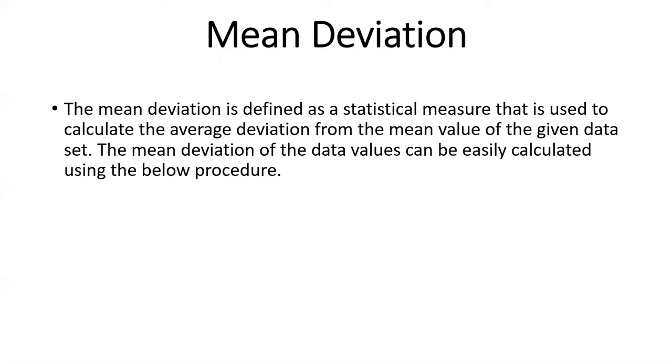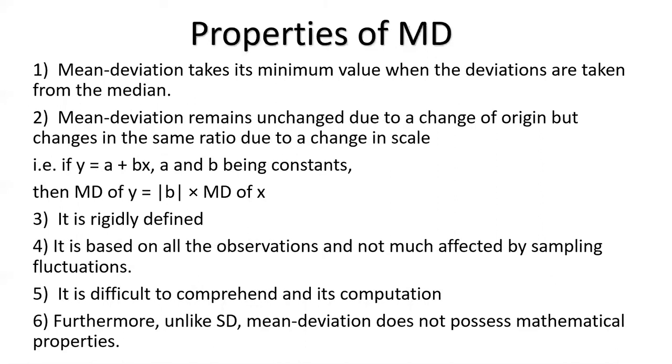The mean deviation of the data values can easily be calculated using the below procedure. Here, first we will find the actual data average and then we will find the deviation. Then let's understand the properties of mean deviation. The mean deviation value is minimum when the deviations are taken from the median.